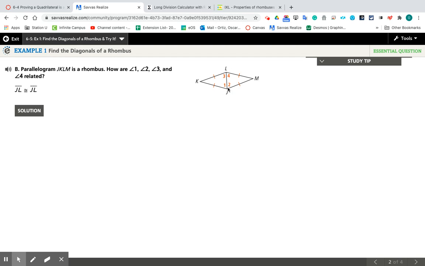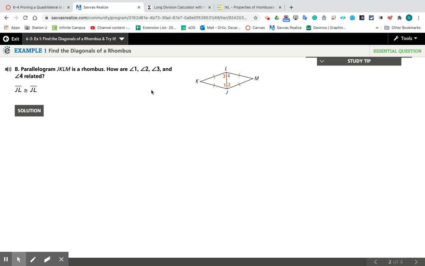Now it's not too hard to notice that if we consider only one diagonal, knowing the sides are all congruent, this diagonal divides the rhombus into two congruent triangles. And because of that, these angles 1, 2, 3, and 4 are actually going to be congruent. So 3 is going to be congruent to 4, and 1 is going to be congruent to 2, because they are corresponding parts of congruent triangles.